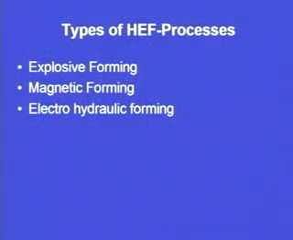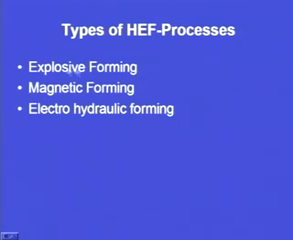Now, coming on to the classification of high energy rate forming processes, these can be classified on the basis of their basic mechanism of sheet forming. So, we can have explosive forming, then we can have magnetic forming, then we can have electro-hydraulic forming. So, depending upon the mechanism or depending upon the technique that we are applying, we can classify the type of processes. HEF processes, as you can see on your screen, HEF means high energy rate forming processes.